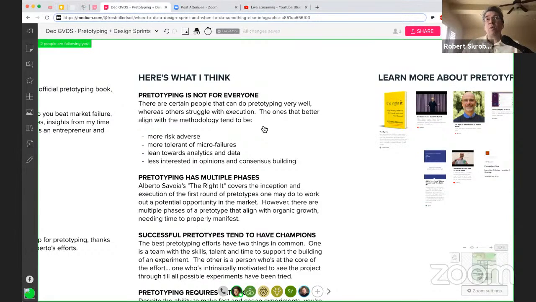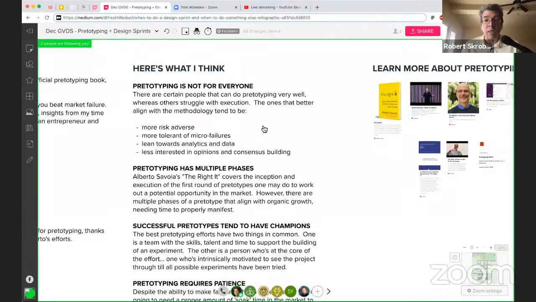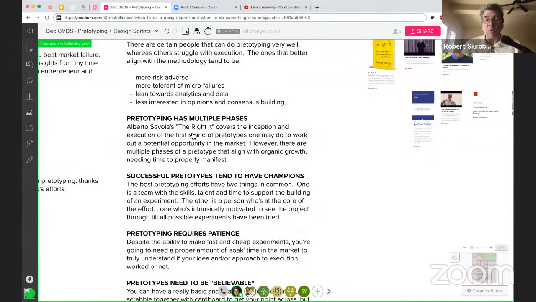And this particular process seems to be more aligned with metrics and analytics, and it's less interested in opinions and consensus building. So it really has data drive all of the conversations forward. There's also something I've discovered with this: it has multiple phases. The Write It book covers the first part, actually creating the first prototype, seeing if there's life on the other end of the line, if it has potential.